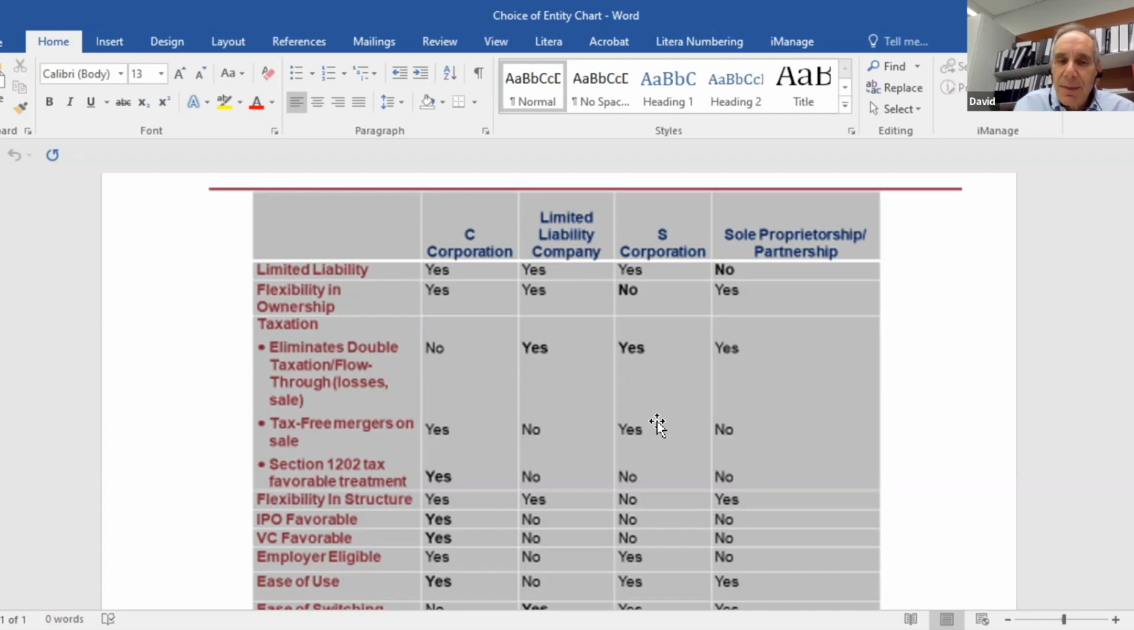A C corporation is subject to double taxation. And so the corporation pays tax and then the individuals pay tax upon dividends from the corporation. This is in contrast with a limited liability company, which you can have taxed as a flow through, which means that the entity does not pay tax, but it flows through to the individuals. And so there's only a single layer of tax. That's a good thing. That's favorable toward the limited liability company.